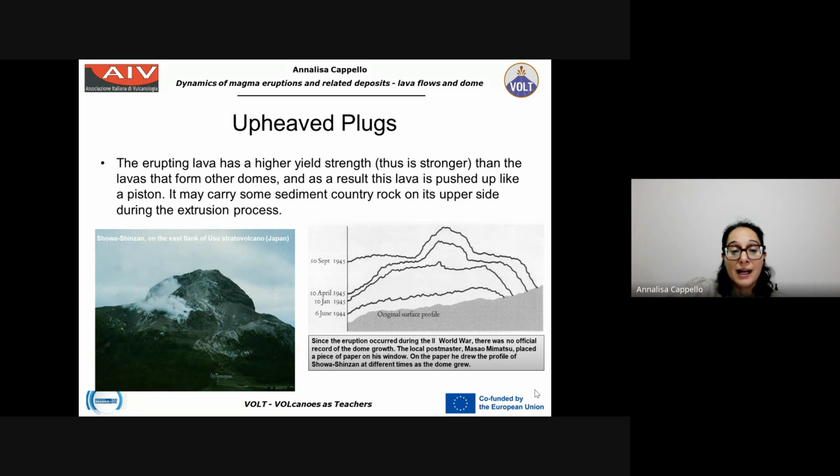But a local postmaster put a piece of paper on his window and periodically traced the shape, the profile of the dome, recording how it grew. So this, for example, was the profile on 6 June, then after 8 months, and then this is the last record on 10 September 1945.